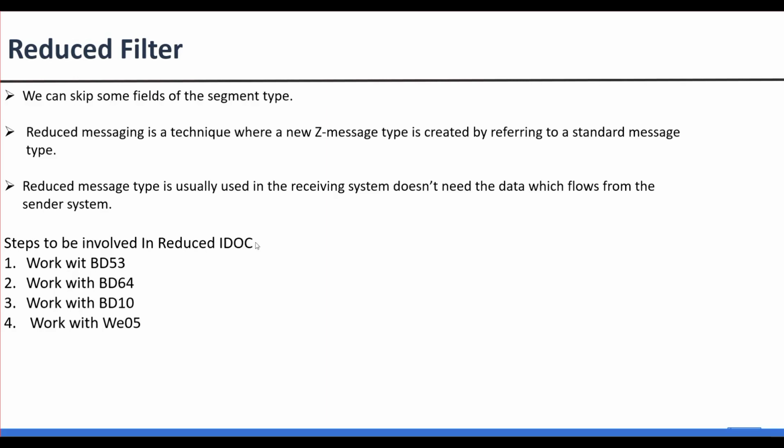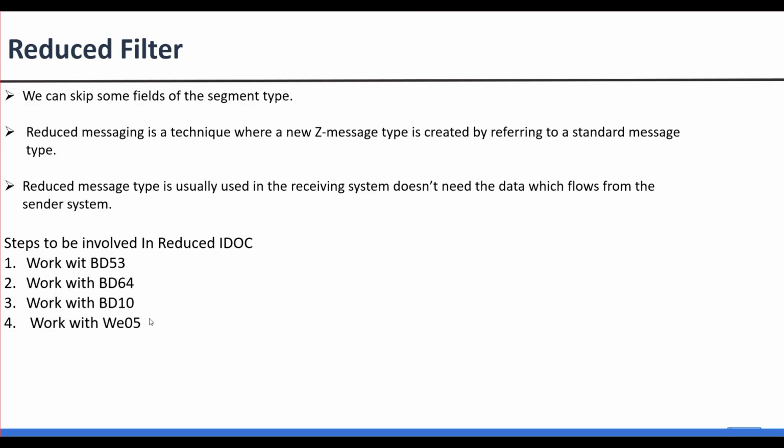What are the steps involved in the reduced filter? We can work in BD53 to create a new message type using the standard message type, and you can work with BD64, the distribution model view, and run the outbound program. Once you run the outbound program with respect to your material, an IDOC number will be created, and that IDOC is created as a communication IDOC.